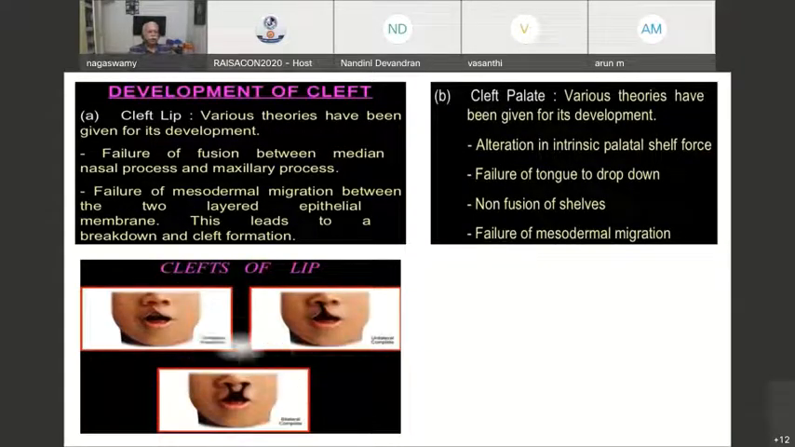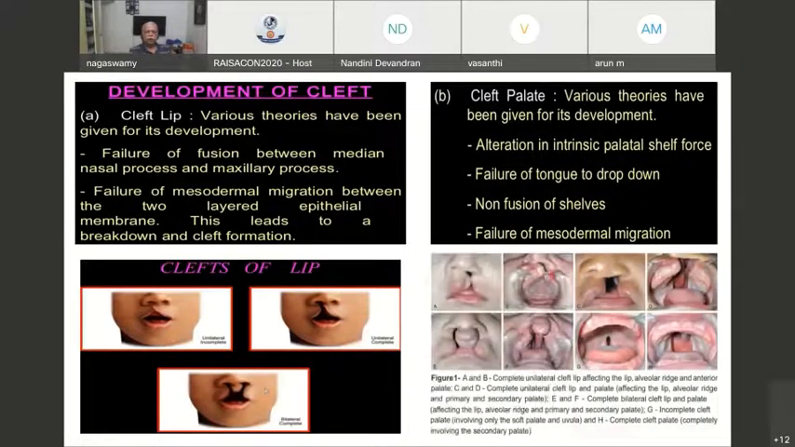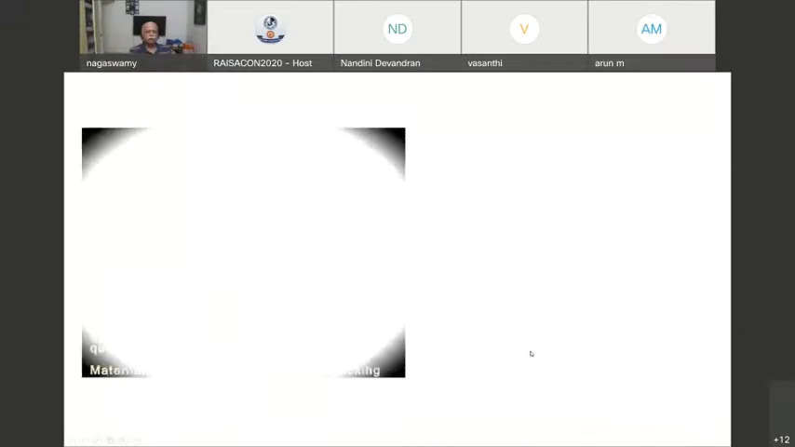And what are the types? Again, some pictures to show unilateral complete and incomplete and bilateral. Repeatedly, I'm showing just for you to remember in the exam. Again, these are all the actual patients, that is a repetition of the old picture.